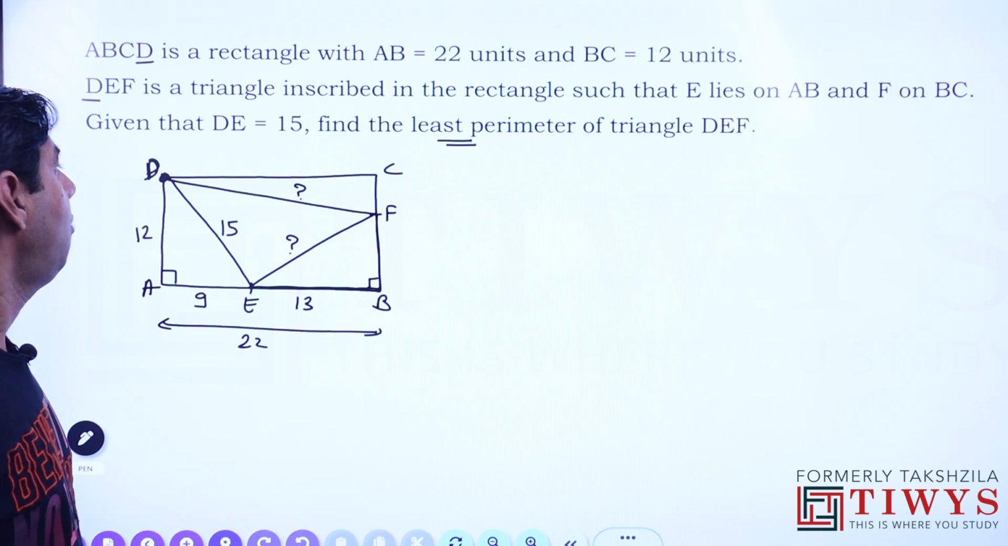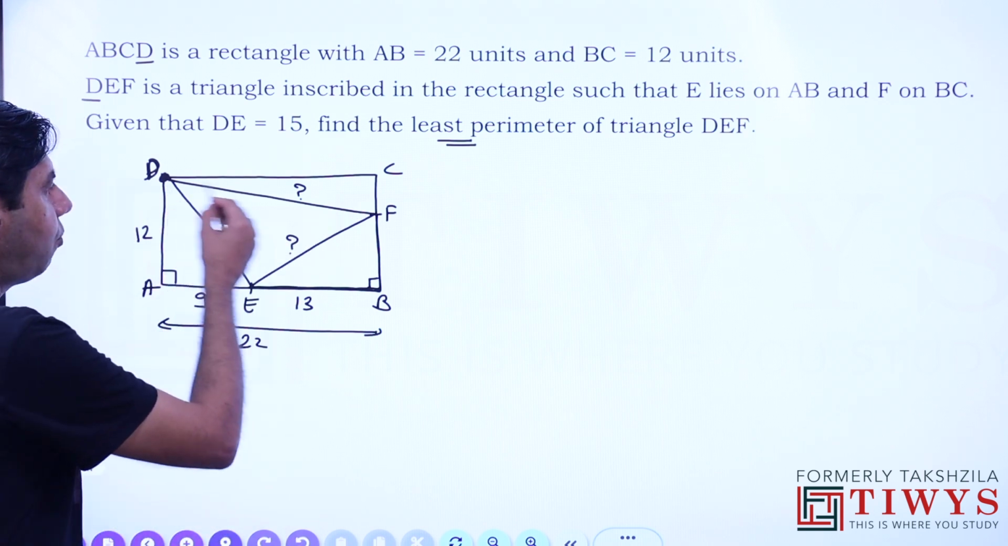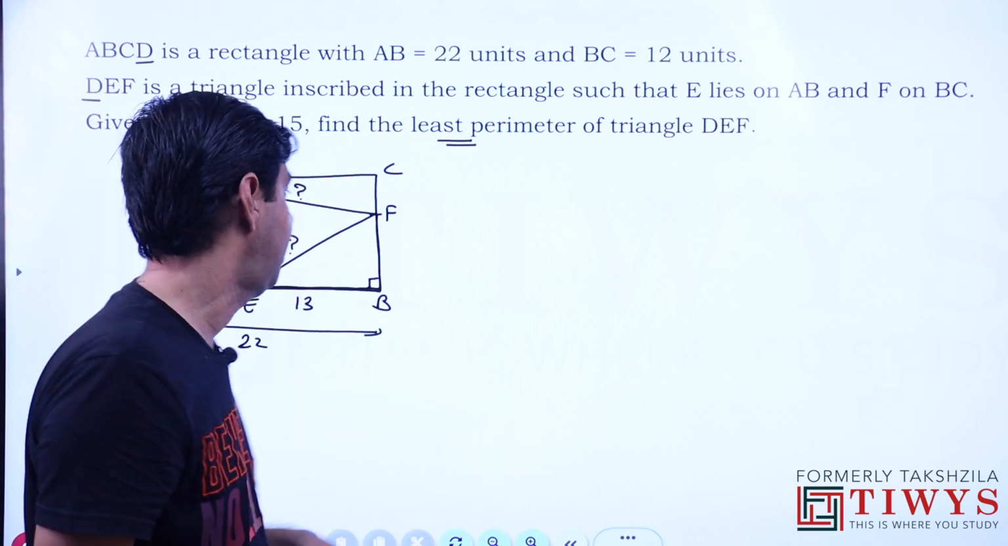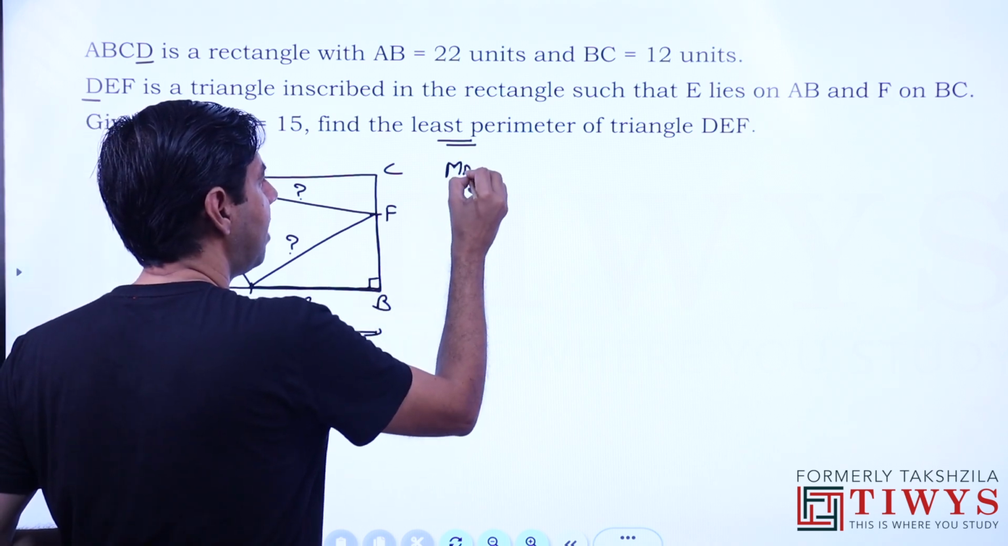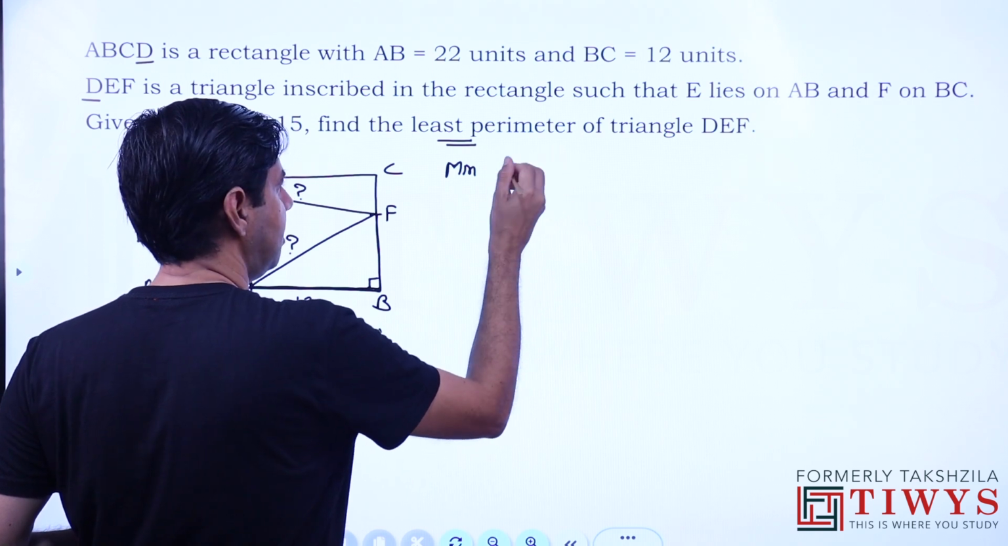That should just come to your mind and you should ignore it because 13 is not the hypotenuse. So how do I minimize the perimeter? The unknowns are DF and FE. So you can't do anything about DE. It is going to remain 15. So you need to minimize DF or rather EF plus DF.